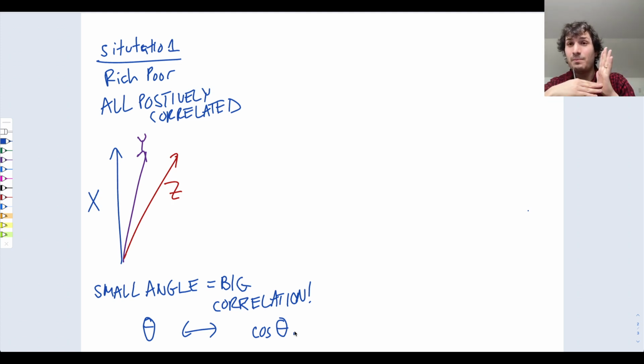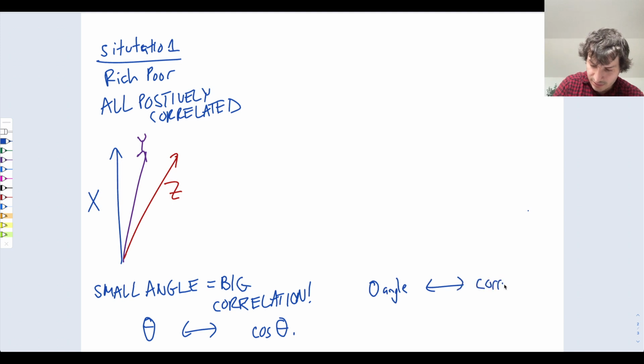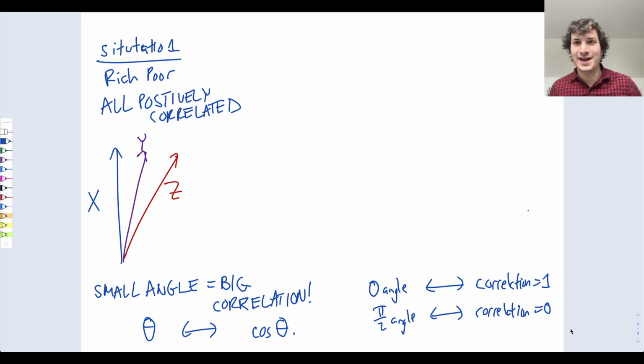When theta is pi by 2, 90 degrees, 0 angle goes to correlation equals 1. And pi by 2 angle goes to correlation equals 0. And now you're appreciating why I like to type things when I can, because my handwriting is quite messy. And in between is in between. So in this situation, the correlation between x and y is extremely high. The correlation between y and z is also extremely high. The correlation between x and z, the two outside guys, is a little bit lower than the other two, but is still very positive. And that was situation 1.